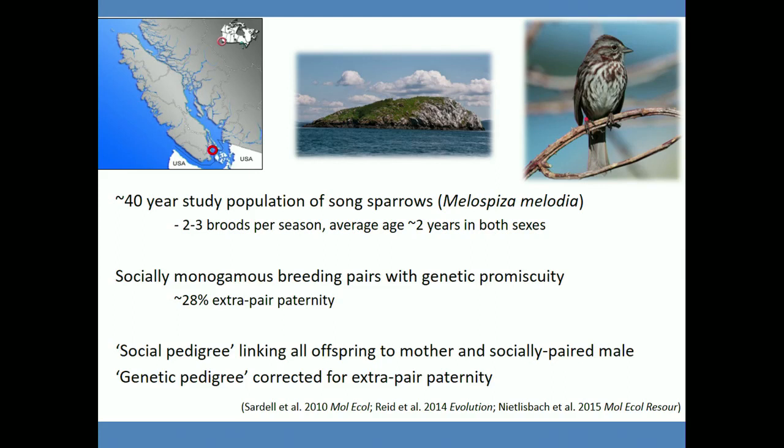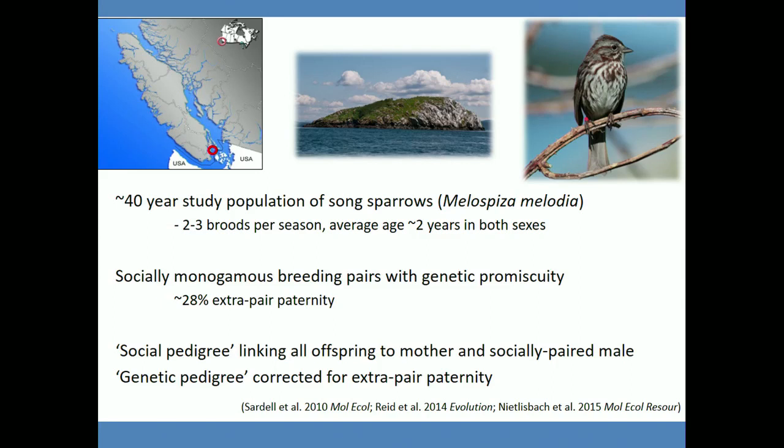So it's a really tiny island. It's really easy to study these birds. And we've been doing it since 1975. So we know the identity of every pair in the population and the identity of all the offspring. So what we can do is construct a social pedigree, which links all individuals in the population to their mother and her socially paired mate.